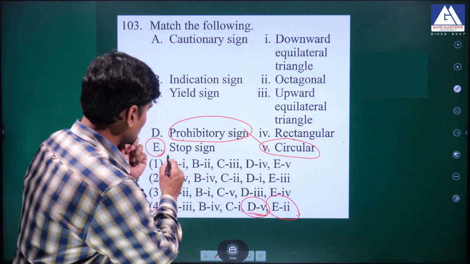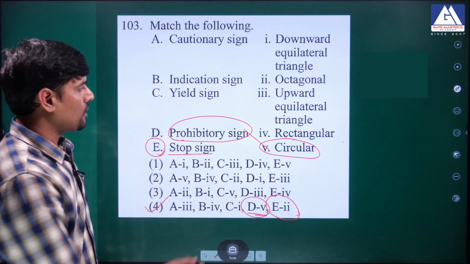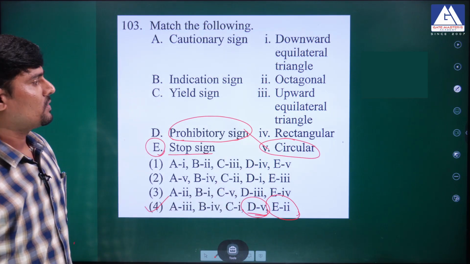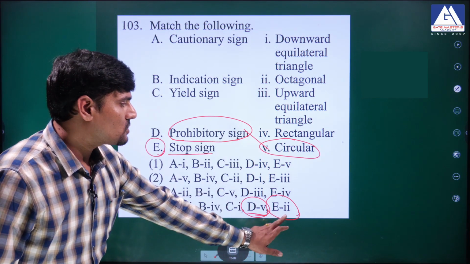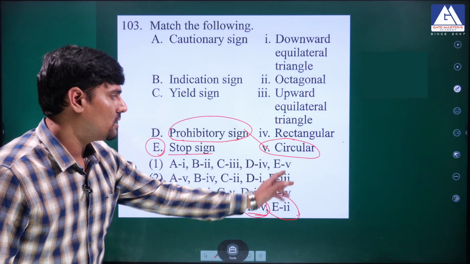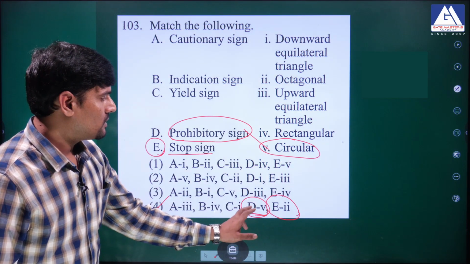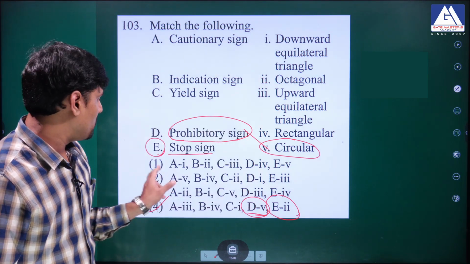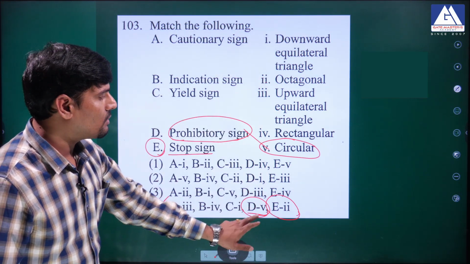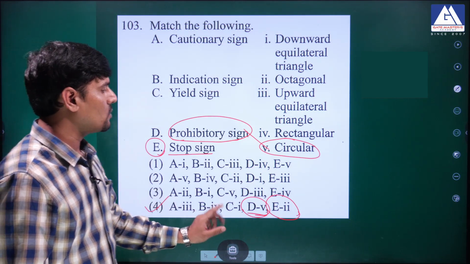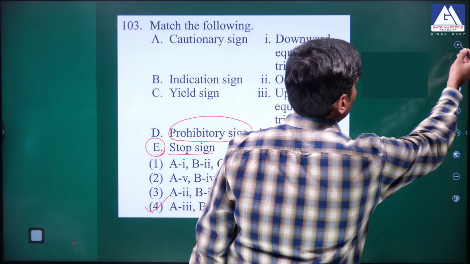If you know the stop sign shape or the prohibitory sign shape, you will be able to answer this question. Because E belongs to 2 only, in any of the other options E does not belong to 2, and D belongs to 5, and in any of the options maybe 1, 2, 3, D does not belong to 5. So therefore only option 4 has this combination.